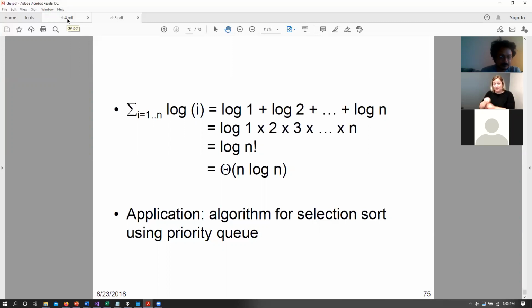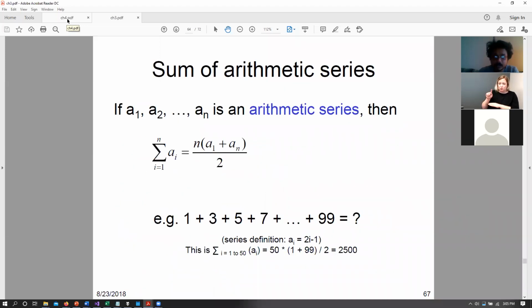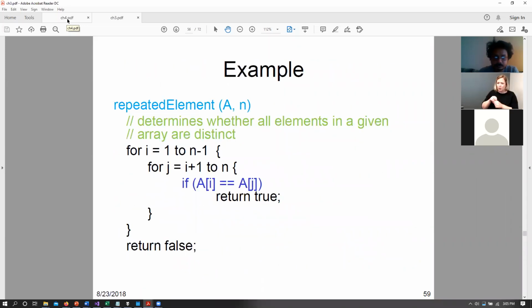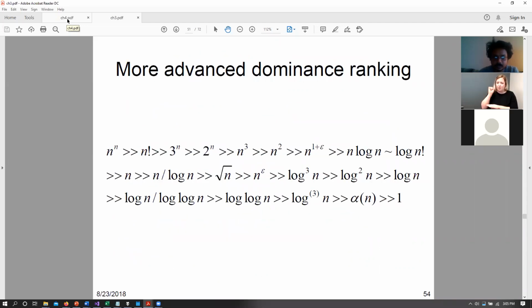Thank you. The other question I had was the dominance rating. Where would you include the n log n in the dominance rating chart that you had? So n log n would be obviously higher than n, but obviously lower than any polynomial of n, right? So larger than n, smaller than n squared, and it is also going to be much larger than log n itself.